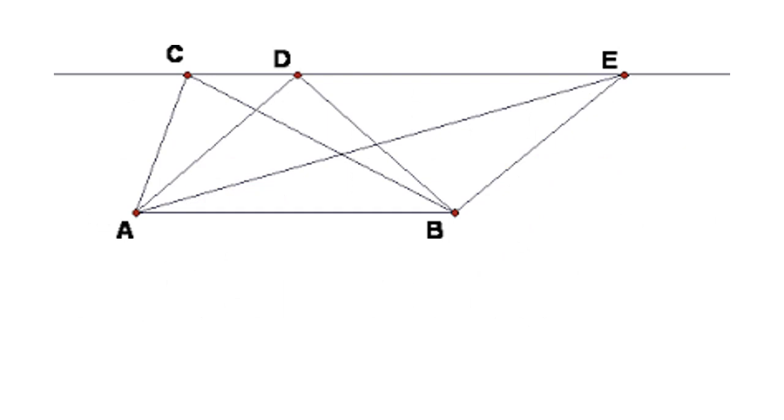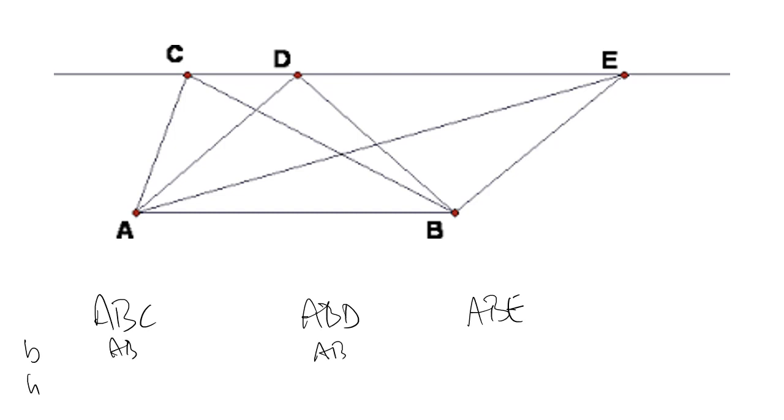The same thing applies to this triangle. And so if we have these three triangles here, we've got ABC, ABD, and ABE. So all of these have as a base this side AB. So all three of these triangles have the same side.